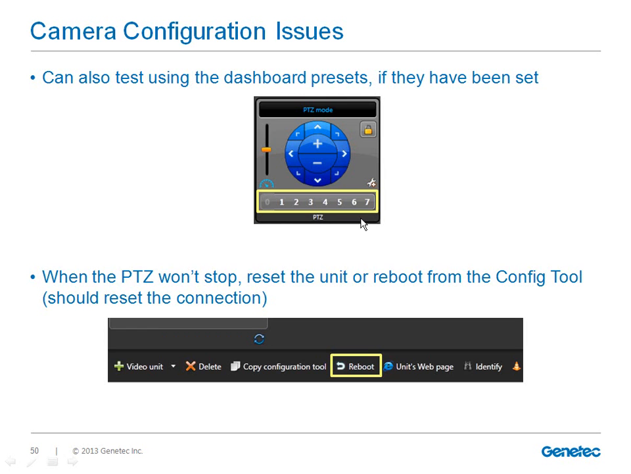In the case where the PTZ is constantly moving, try to reset the physical unit or do a reboot from the Security Center. If it was stuck receiving a command, this should reset the connection and return it to a normal state.